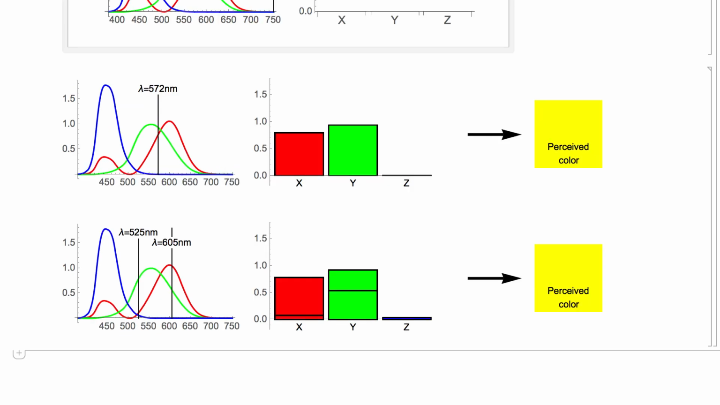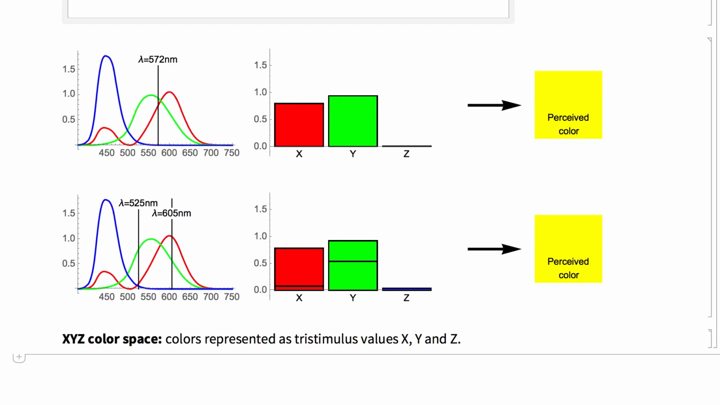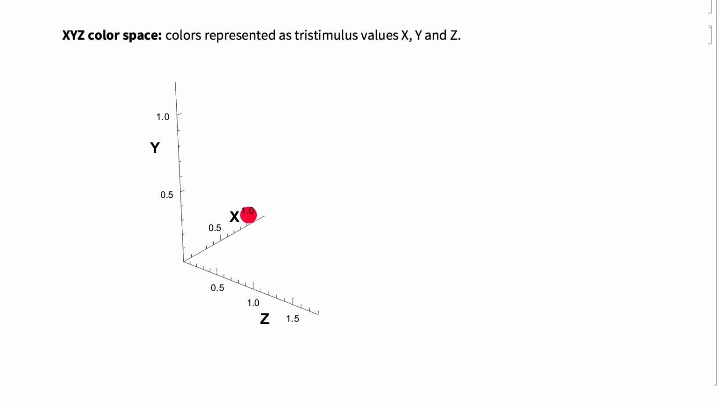For example, yellow, which is the color of light with a wavelength of around 572 nanometers, can also be created by combining a green wavelength and a red wavelength, since those wavelengths add up to give comparable totals for X, Y, and Z, and so the sum will be perceived as yellow. The values of X, Y, and Z can be treated as coordinates in a 3-dimensional color space. As with the RGB color space, different points in this space correspond to different colors.